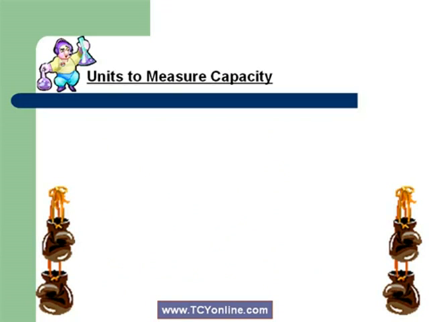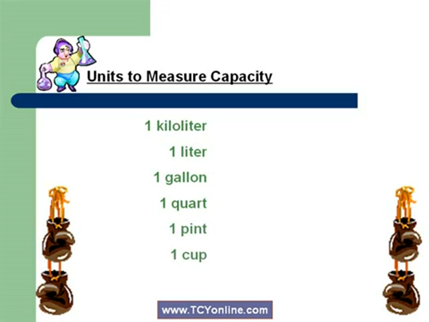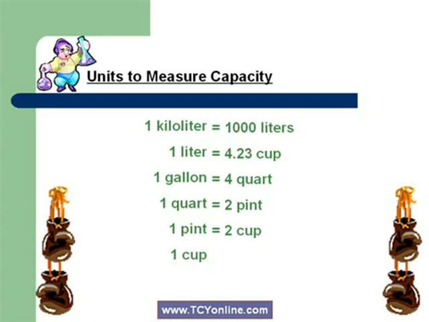Now let's look at different units which we use to measure capacity. We have kiloliter, liter, gallon, quart, pint and cup. And we are aware that 1 kiloliter is equal to 1000 liters, while 1 liter is equal to 4.23 cups. 1 gallon is equal to 4 quarts. 1 quart is equal to 2 pints, while 1 pint is equal to 2 cups and 1 cup is equal to 8 ounces. So always remember these conversion formulas to solve the problems.